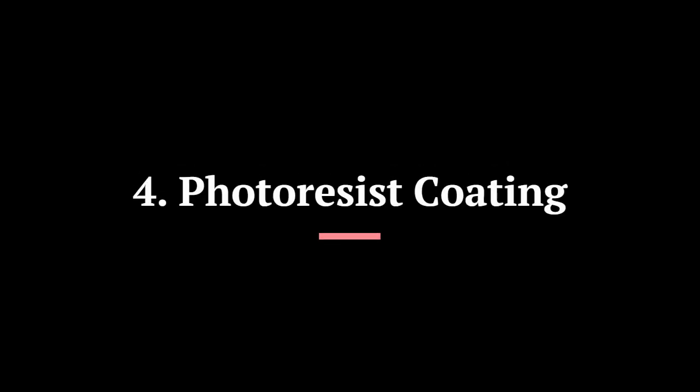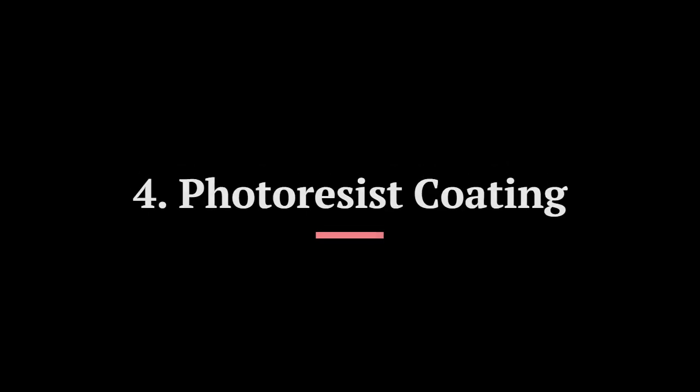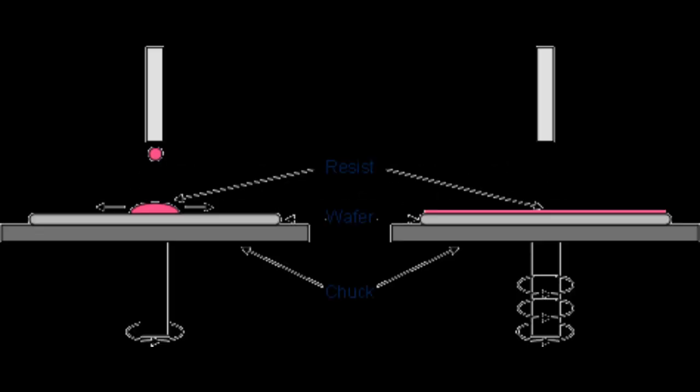4. Photoresist coating. A thin layer of photoresist material is applied to the surface of the wafer. Photoresist is a light-sensitive material that will be used to define the circuit patterns on the wafer.